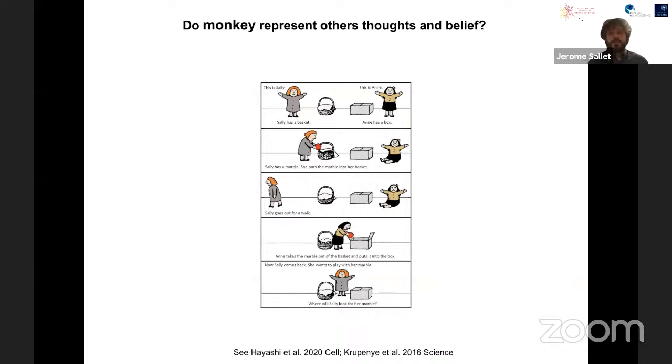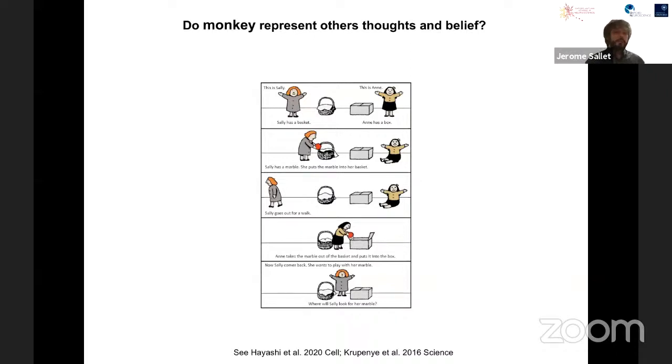So the way they did it is they didn't tell the story, but they presented movies to the animals. And here, instead of asking a question of where Sally will look for the marble, they look at where the animals are looking. And the first gaze, especially: are they gazing towards the box where the item is, or towards the basket where Sally is likely to look for the marble? Okay, they have been criticized, so we didn't follow that route.